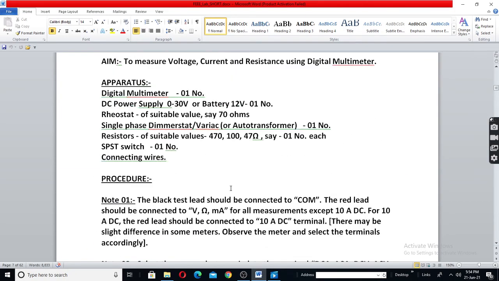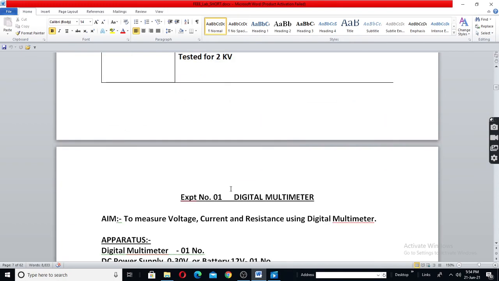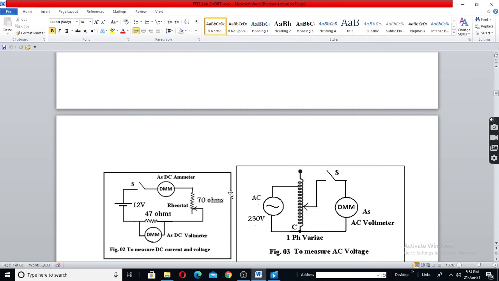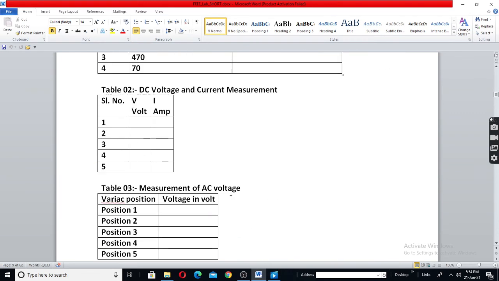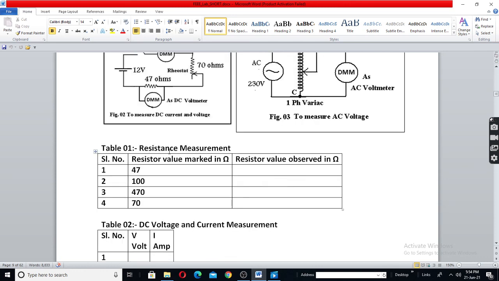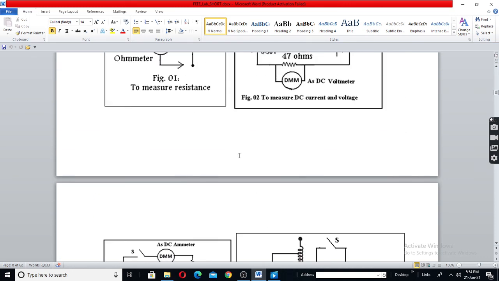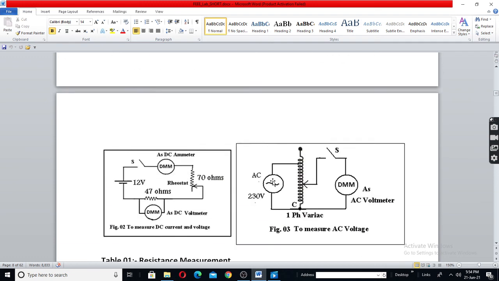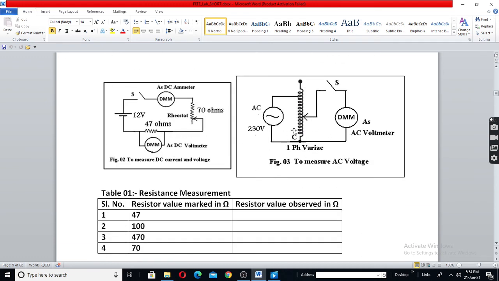One thing here, tables are here. Table 1 for resistance measurement. When resistance is being measured, there is no need of any power supply. No power supply is given to the resistor. For the next one, for DC measurement, you give DC power supply. For AC measurement, you give AC power supply.